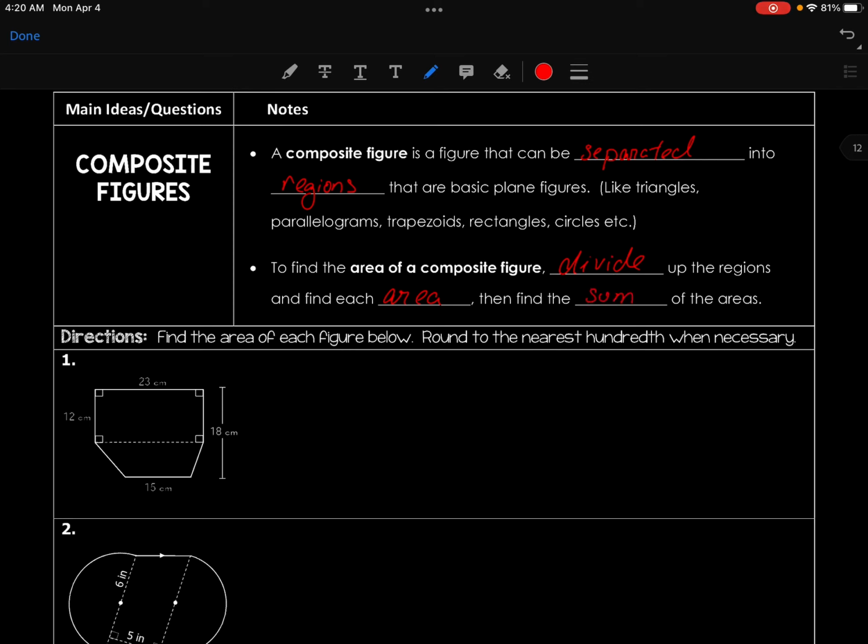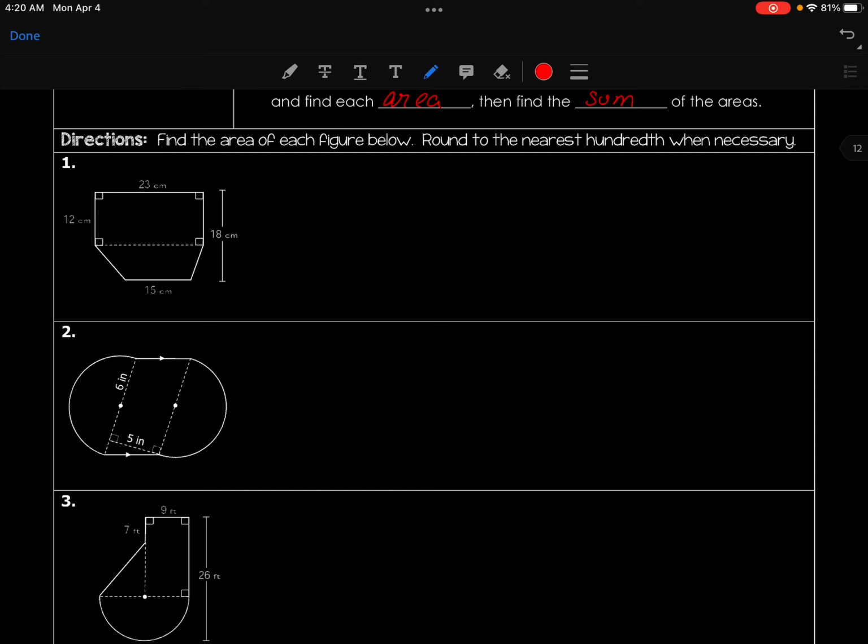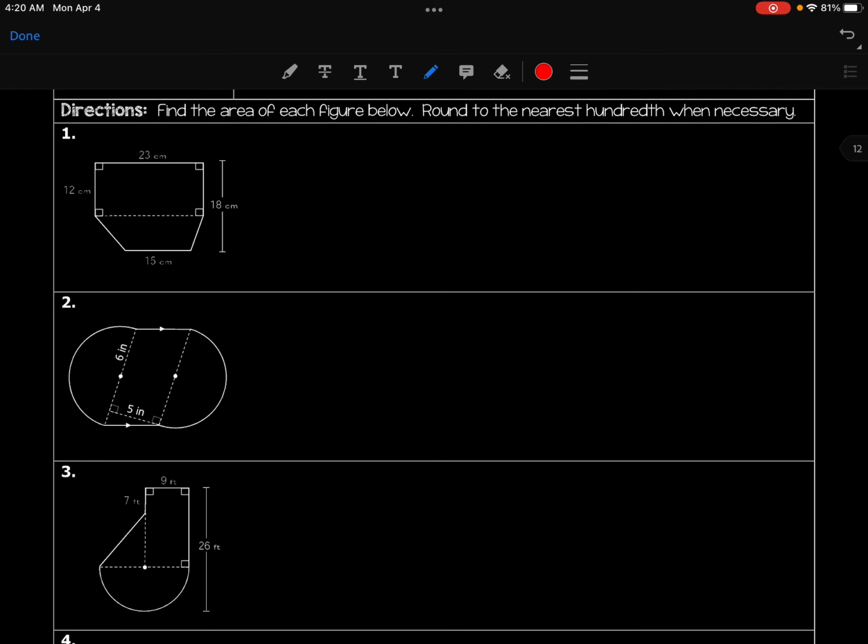You guys have done this before. We're just going over this again. So let's do some example problems. These are examples of composite figures because they can be divided into different shapes. For instance, the first one has a rectangle, and the other shape here is a trapezoid.